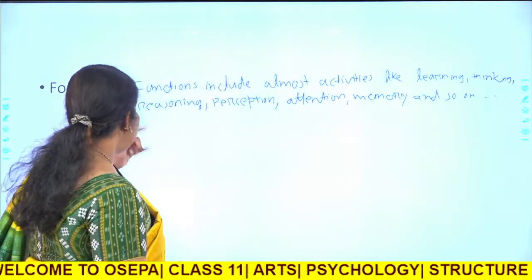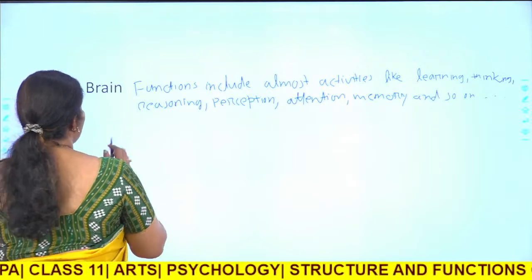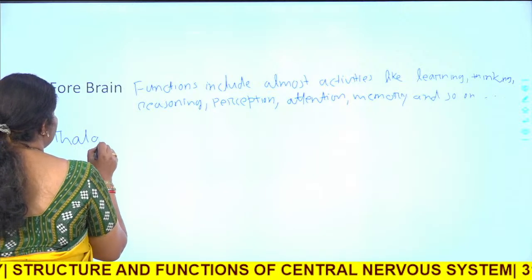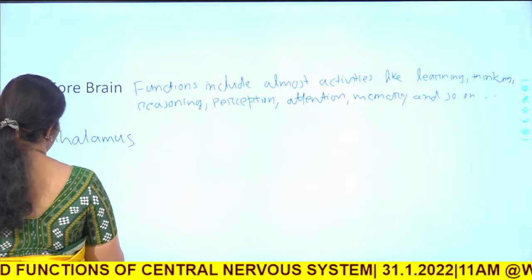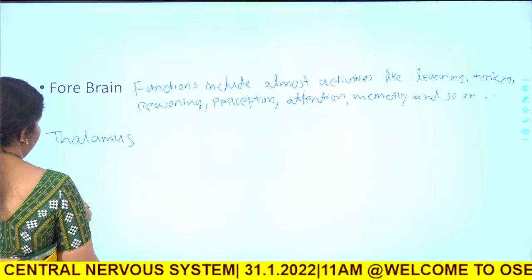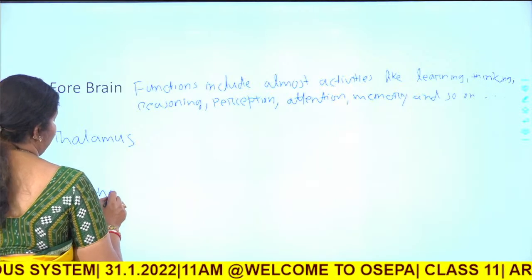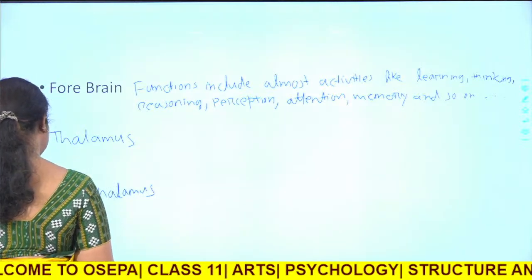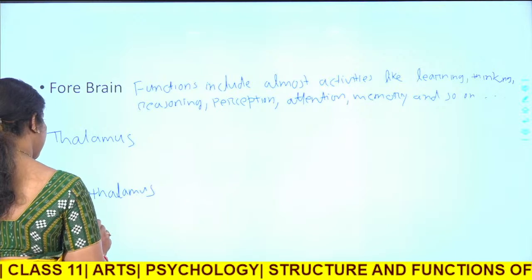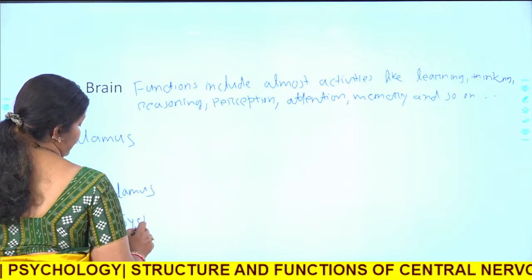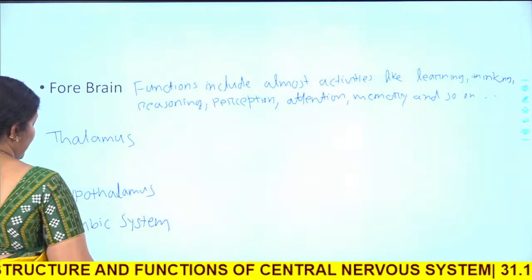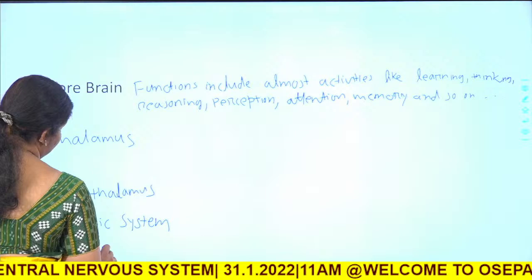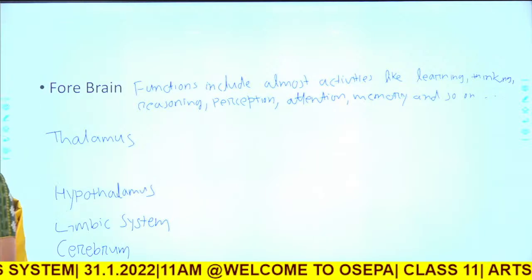So basically the forebrain includes four subdivisions: thalamus, hypothalamus, limbic system, and the cerebrum. Let us discuss them one by one.